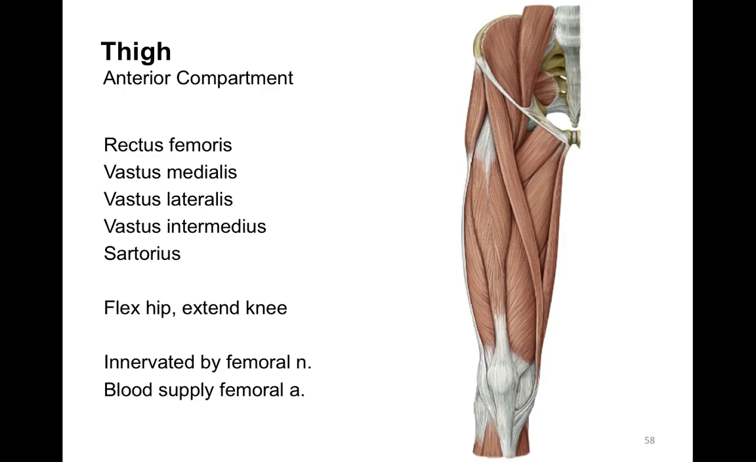In the anterior compartment, we'll find rectus femoris, vastus medialis, vastus lateralis, vastus intermedius, and sartorius. These muscles are found within the anterior compartment of the thigh, and it's a good idea to keep these muscles together as a group because they have common functions. Flexion of the hip, extension of the knee. They also share innervation by the femoral nerve and blood supply by way of femoral artery.